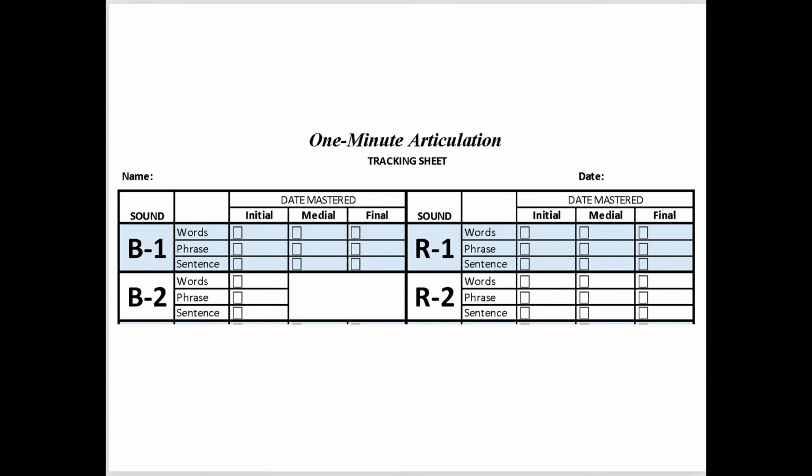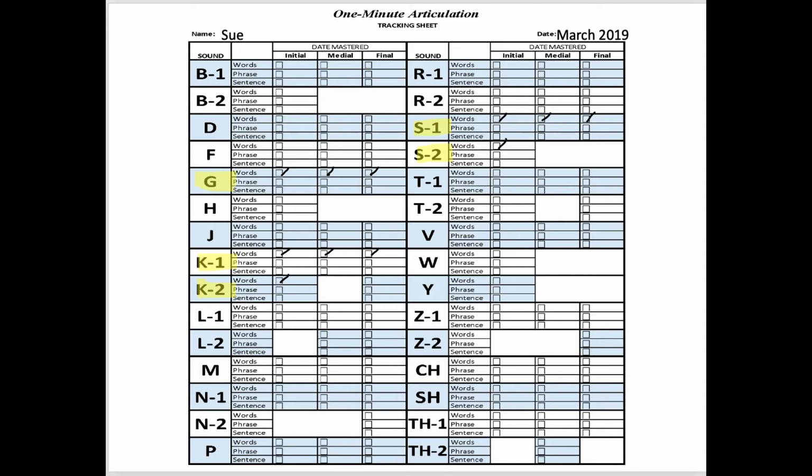We want you to notice the separate boxes for the initial, medial, and final positions. These are the boxes that you will put markings in to keep track of a child's progress. You're going to mark the position the child needs to work on with a diagonal slash. Now, only mark the word level at first, because as the child progresses, you will mark the other boxes for phrases and sentences. Remember to always check out sounds at the word level first before moving to a phrase or sentence level.